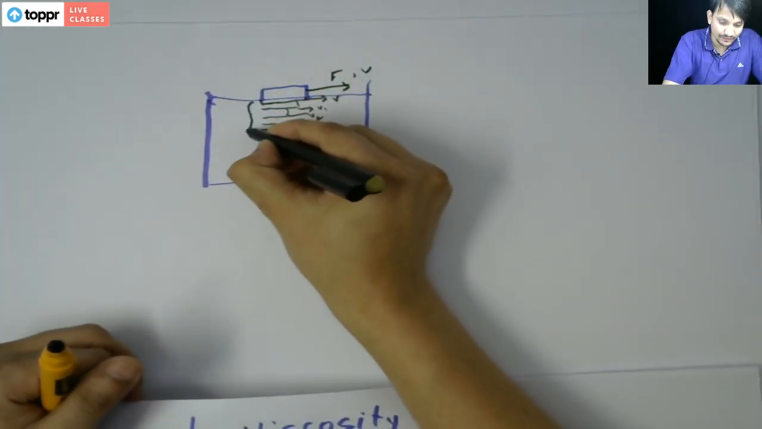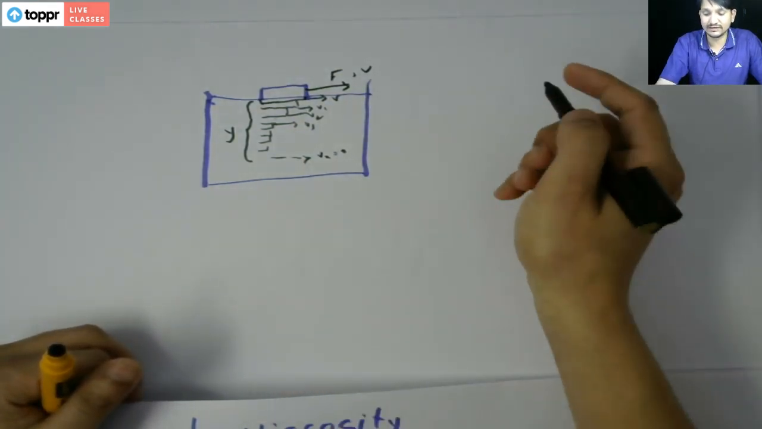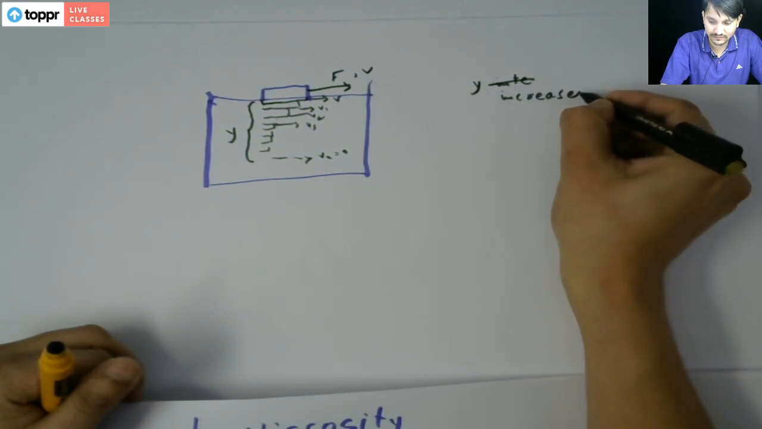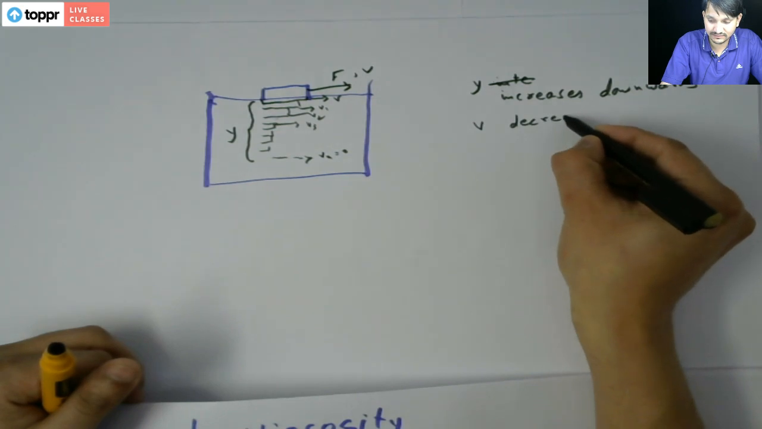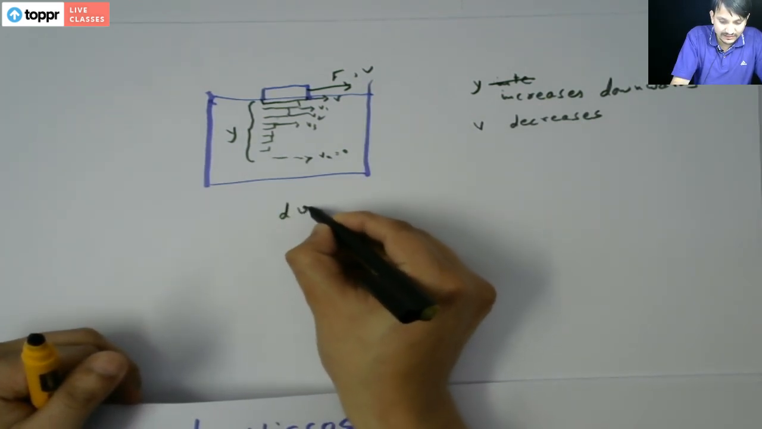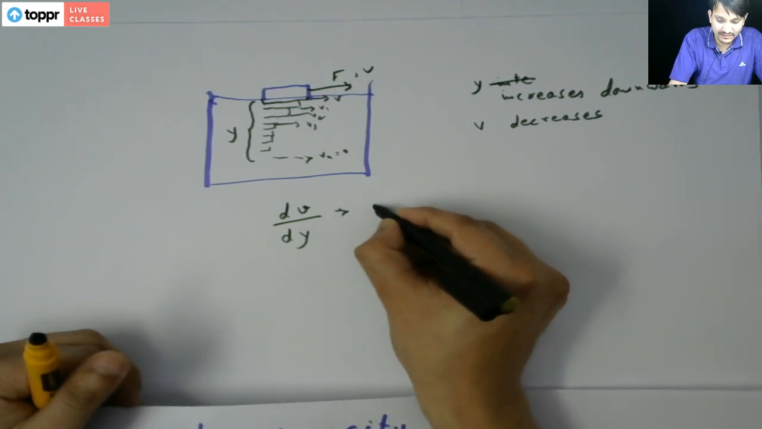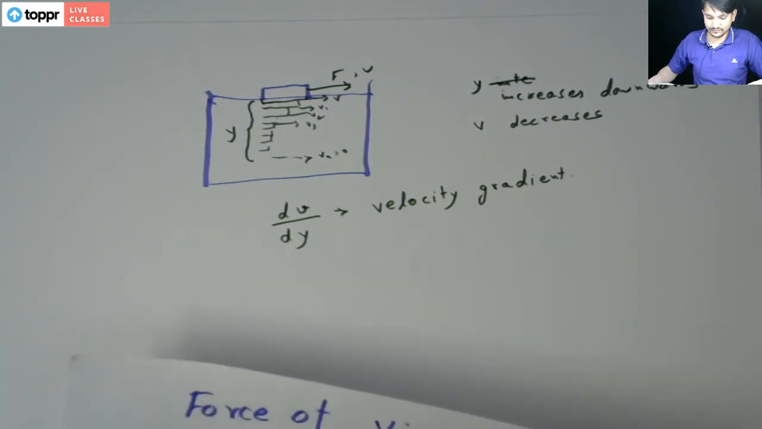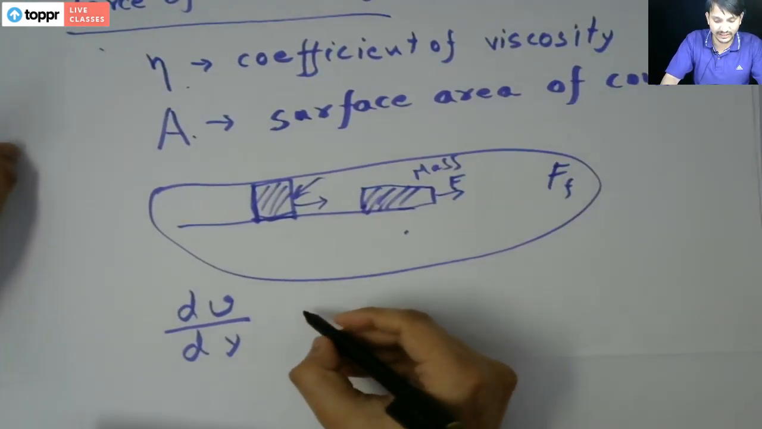So you can say that with the depth, or with the vertical downward direction, as y increases downwards, the velocity decreases. And this is the relationship of v versus y. So dv by dy, or say the velocity gradient, this is known as velocity gradient. So this is what we were talking about, velocity gradient.